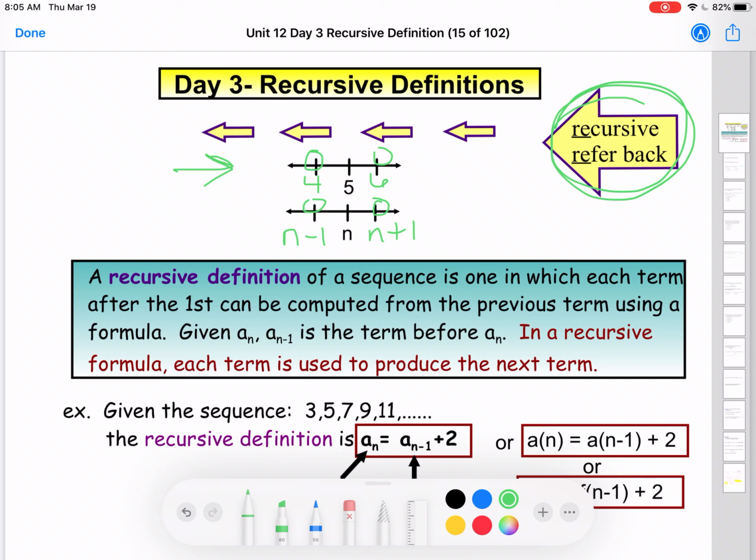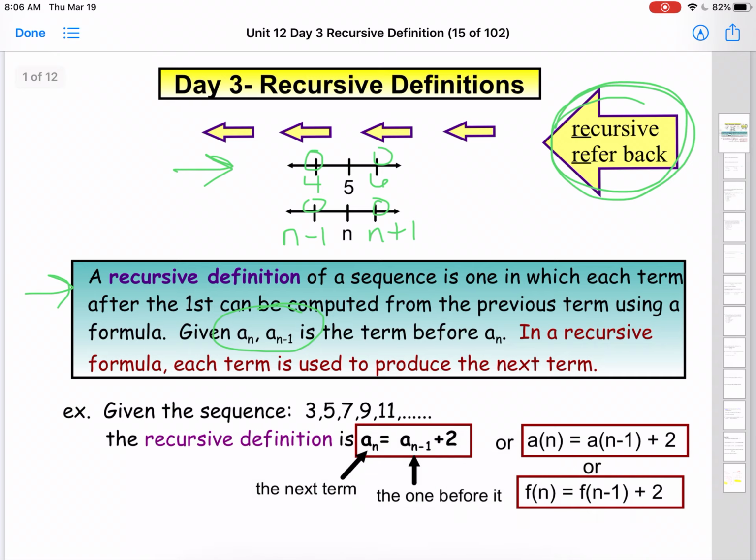All right, let's look at the definition. A recursive definition of a sequence is one in which each term after the first can be computed from the previous term using a formula. This is going to be the most important thing right here. A sub n is always going to be the next term. A sub n minus 1 is the term before it. So let's take a look at our first example.